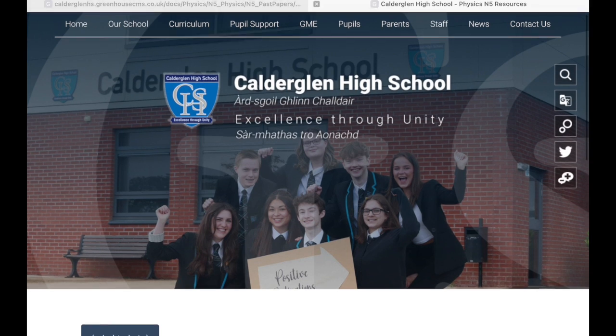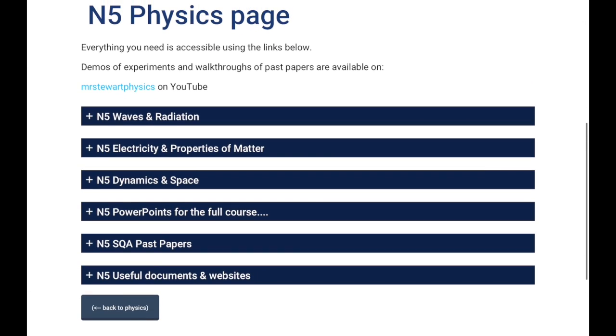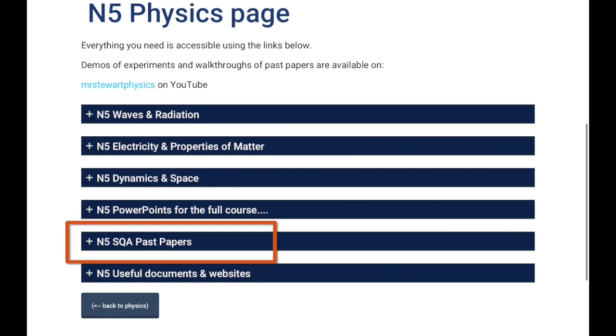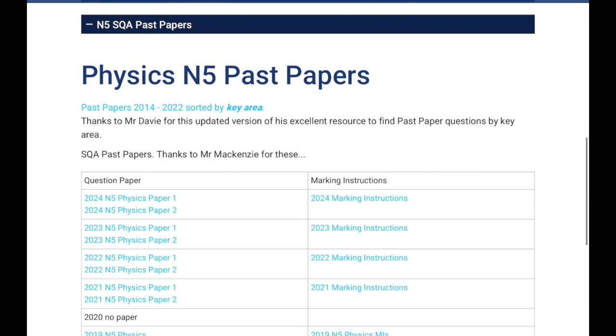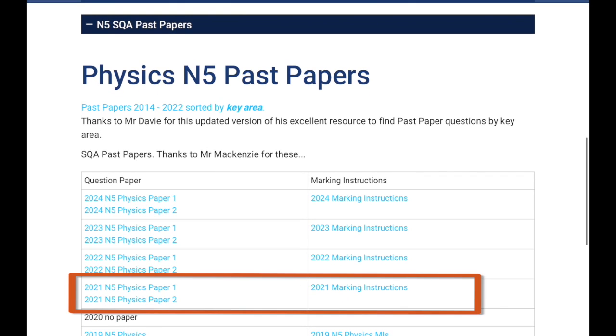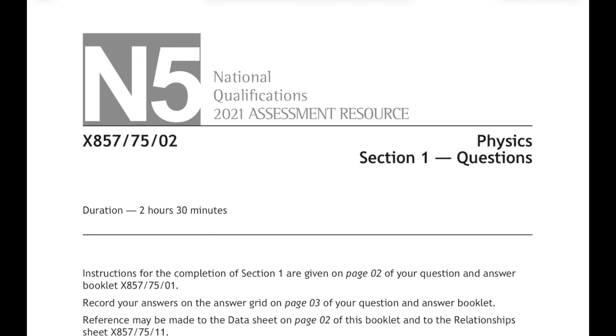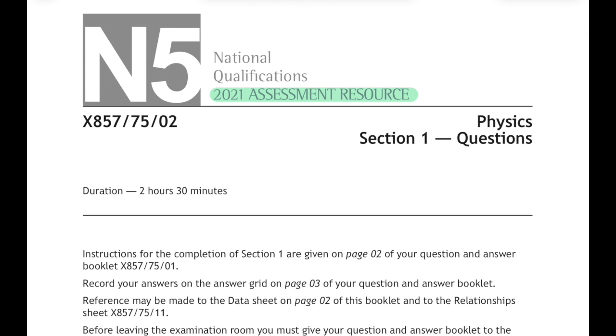So if you go there and scroll down to National 5 SQA Past Papers, then if we look at the table, it's the one that says 2021 N5 Physics, and we're going to have a look at Paper 1. That's Section 1, the multiple choice questions. Notice at the top it says the 2021 Assessment Resource. Usually it's just got the year there, but this was a bit of a special paper.